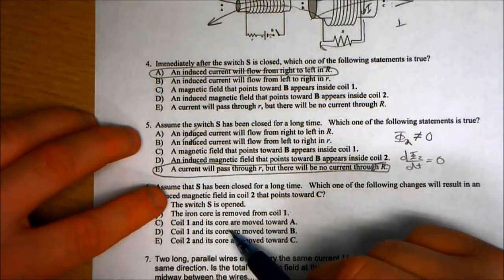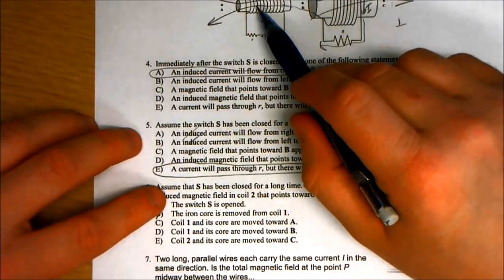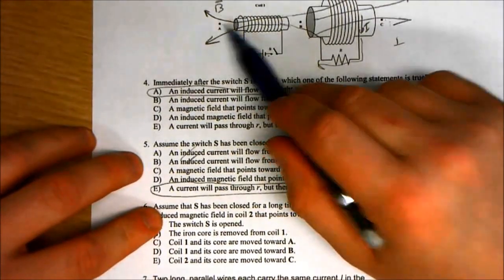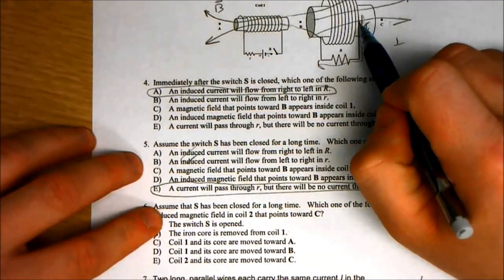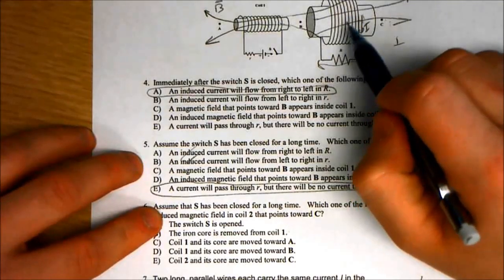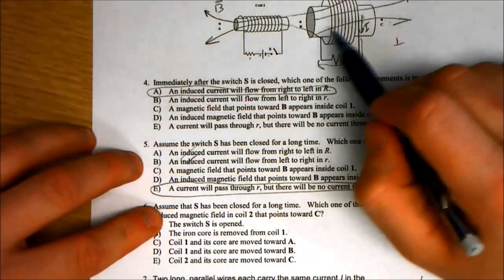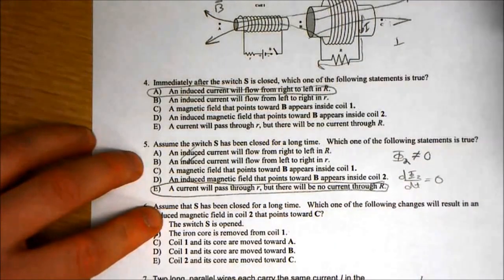Coil 1 and its core are moved towards A. Well, if you move this towards A, you're decreasing the flux through this, so that's going to want to create a field that increases the flux in that direction. Again, opposite direction.